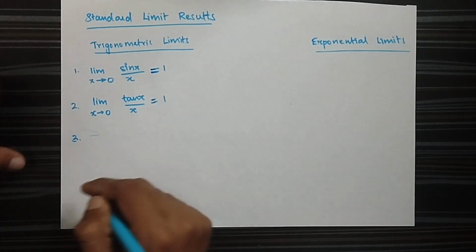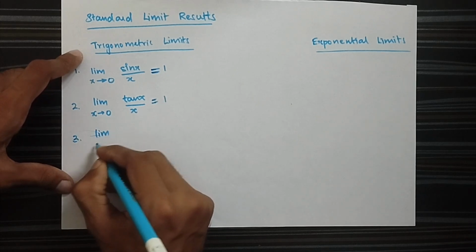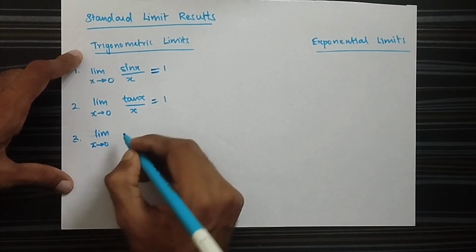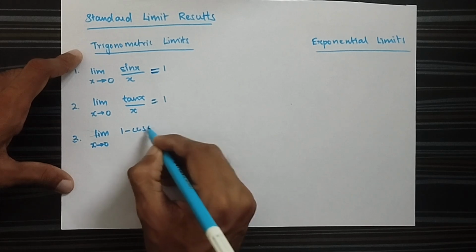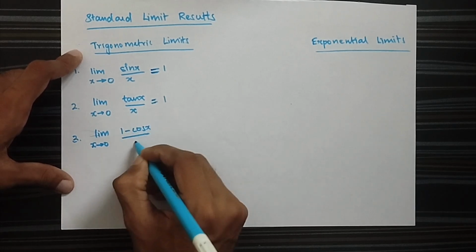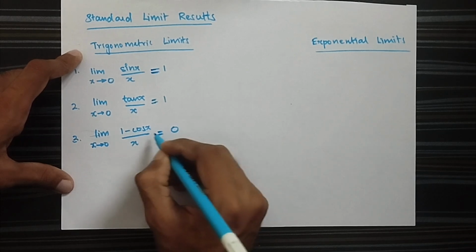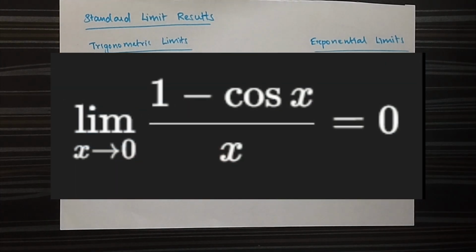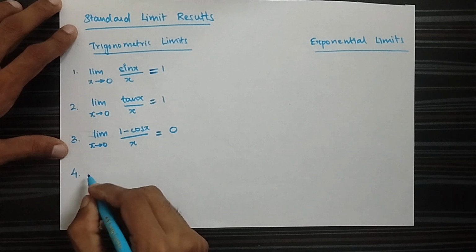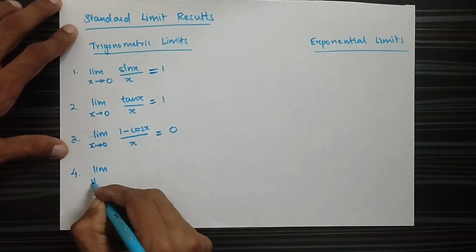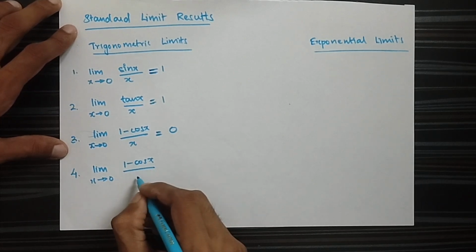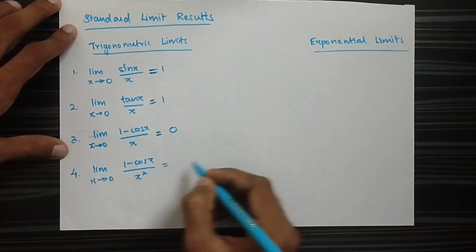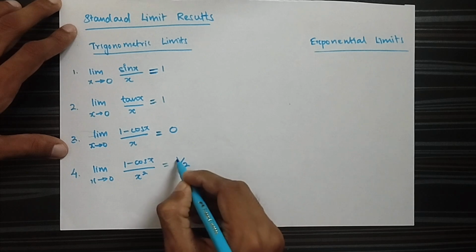Third result would be for cos, but this time it's a little different. It's really easy to identify because x is always tending to 0 for all these results. Limit x tends to 0 of 1 minus cos x divided by x is equal to 0. Fourth: limit x tends to 0 of 1 minus cos x, but instead of x in the denominator we have x square. This changes it, and we get the fraction 1 by 2.